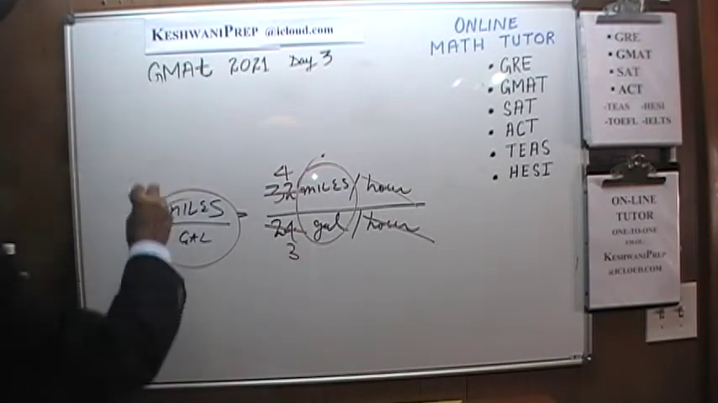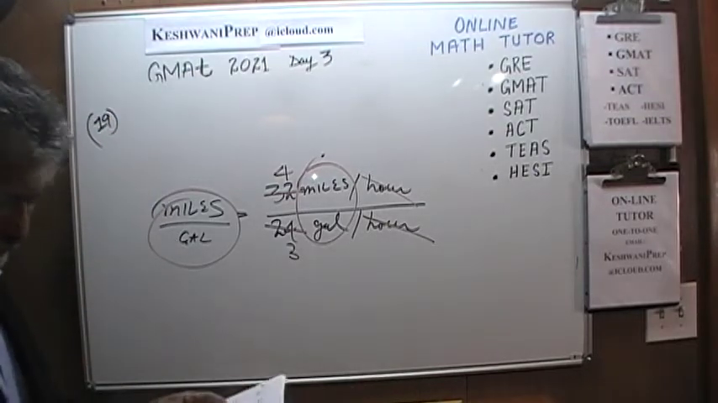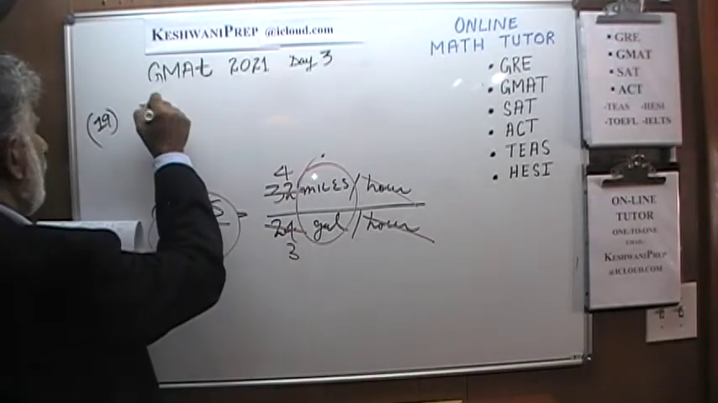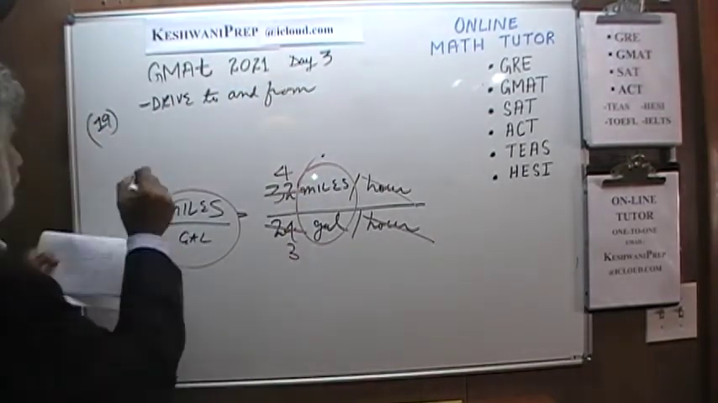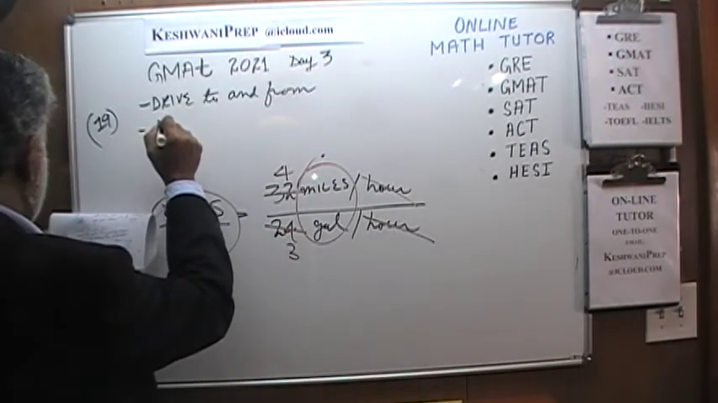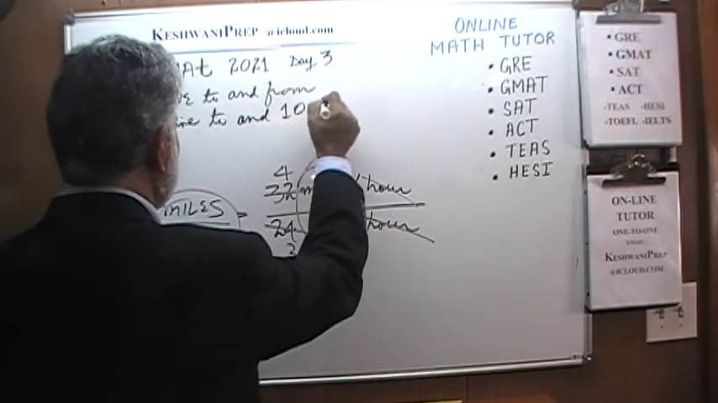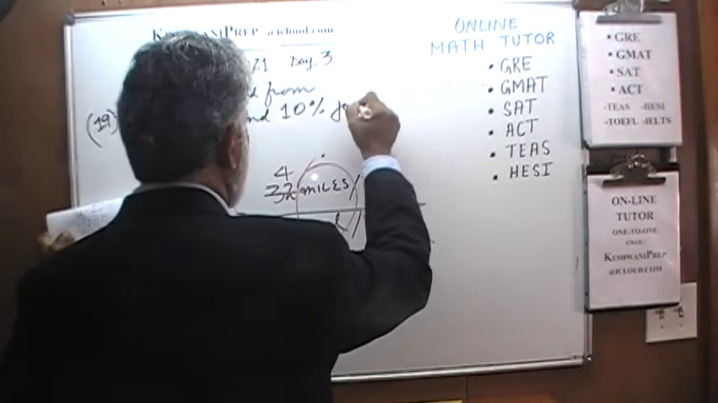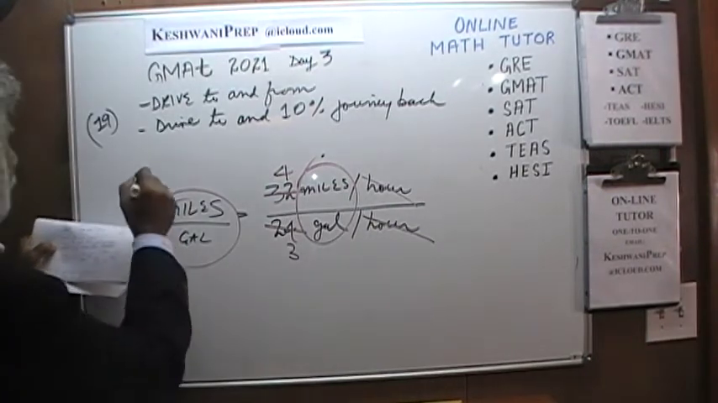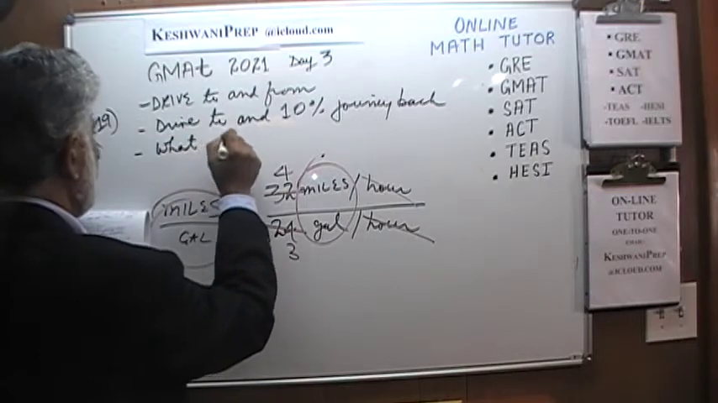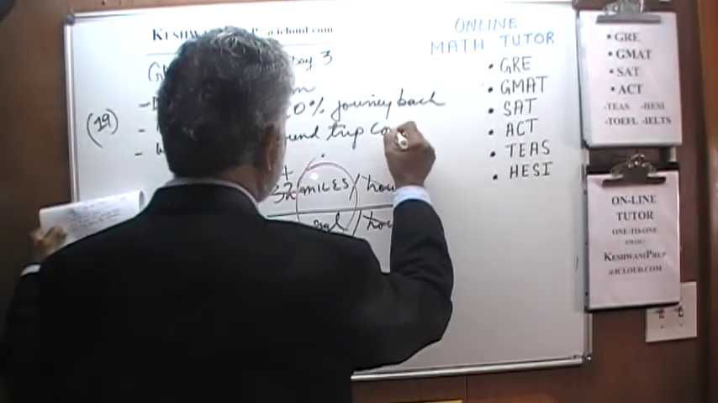Number 19. We are still on page 64. In number 19, we are told that we're going to drive to and from somewhere. Doesn't matter where. We're going to drive all the way to our destination, and only 10% of the journey back. Not all the way, just 10% of the distance back. The question simply is, what percentage of the round trip is completed at this point?